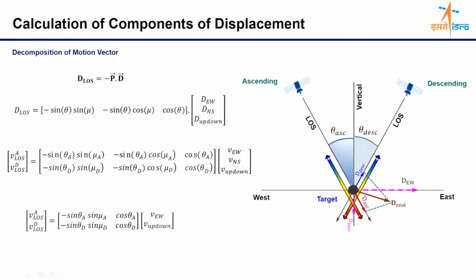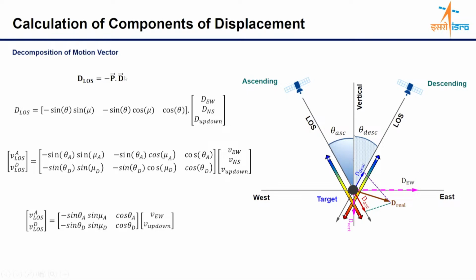So here you can see now both the ascending and descending passes are combined, or coupled together, so that the real deformation vector can be written in terms of line of sight displacement vectors, means line of sight displacement from the ascending and the descending data set. So here you can see this is the line of sight displacement vector from any of the passes, either descending or ascending, and then P is the projection vector and D is basically the real deformation vector.